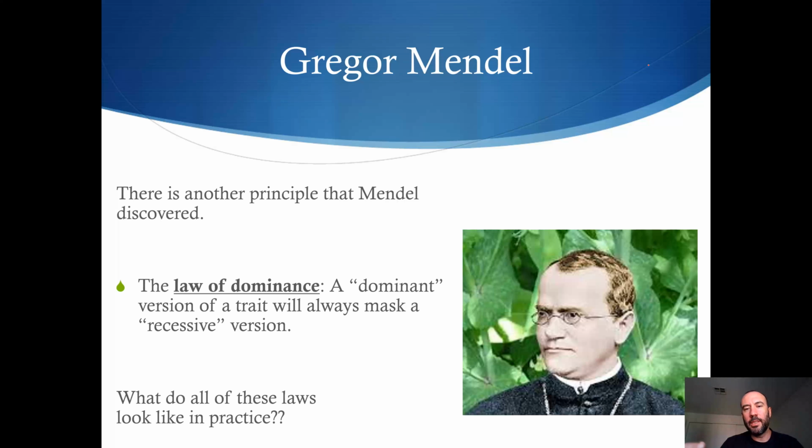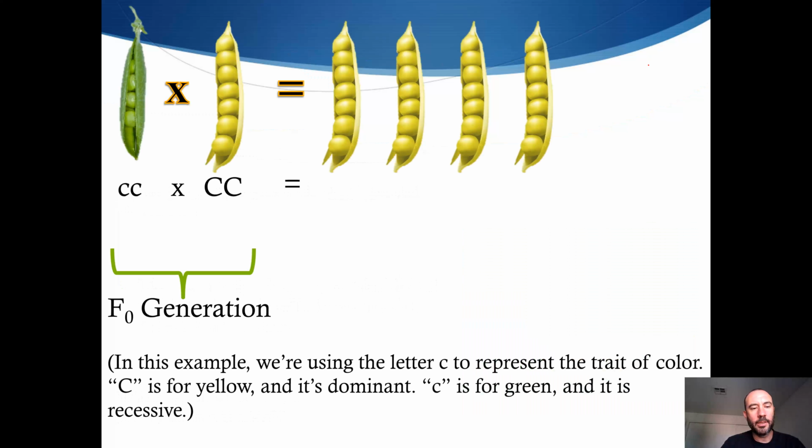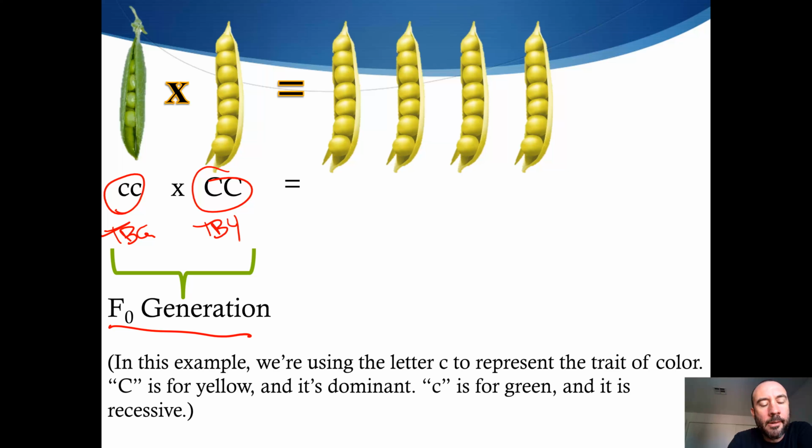So let's put these together and take a look at what they look like in practice. So let's say we have our F0 generation. We're going to take those true breeding strains. So this is true breeding green, and this is true breeding yellow. And we're going to use two versions of the letter C to describe our alleles. So we're going to say a capital C, a big C, is for yellow, and it's dominant. We're going to say a little c is for green, and it's recessive.